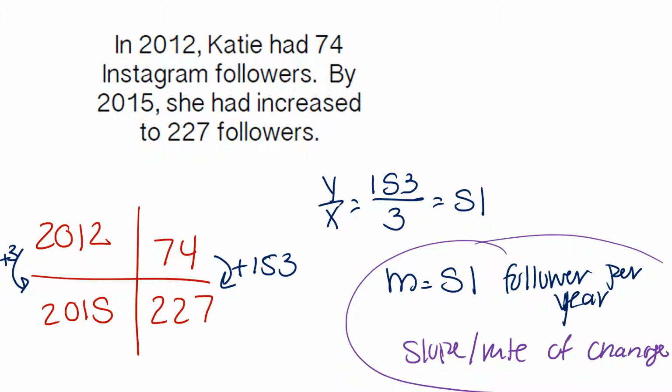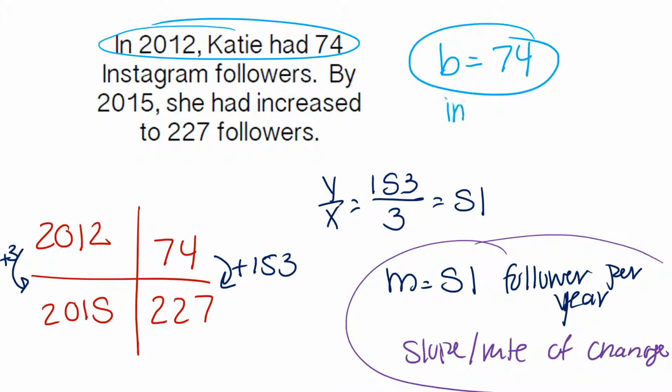Now, for our B value, B is the starting point. The starting point is 2012. That's when she opened her Instagram account. So even though it's not starting at 0, like a normal initial value, a normal B value, it is Katie's starting point. Her Instagram started in 2012 with 74 followers. So that represents both the initial value, also known as the Y-intercept.